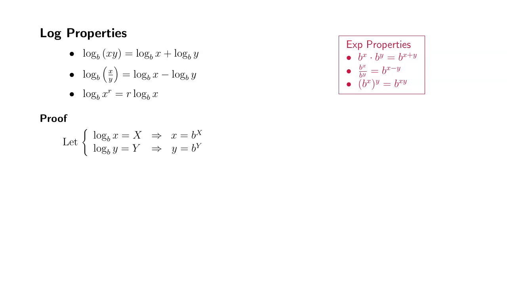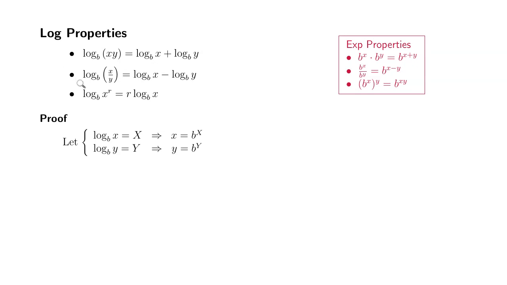All right, let's try to prove these very useful log properties. First one, log to the base b of x times y is equal to log to the base b of x plus log to the base b of y. So if you have a multiplication inside, we can write it as addition outside.